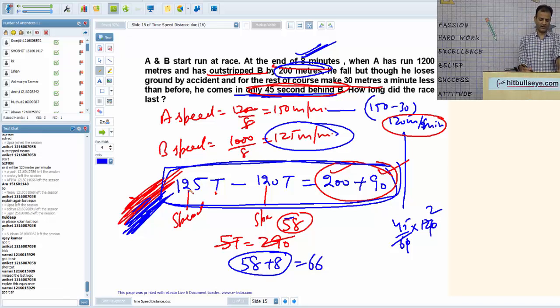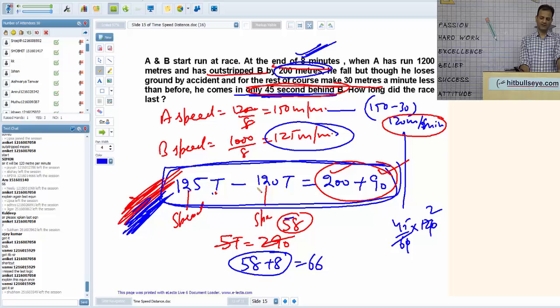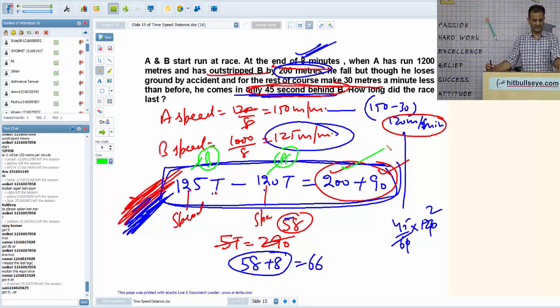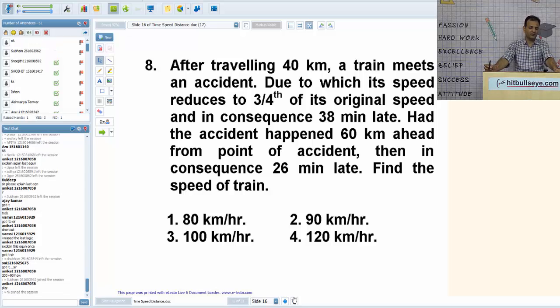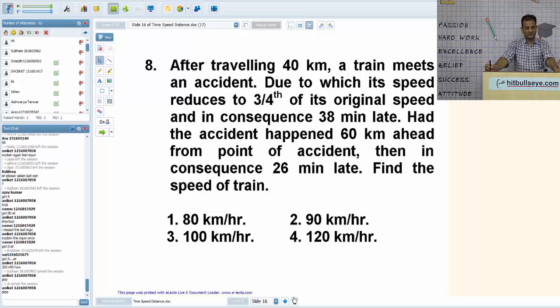With the speed of 125 into T time, B will run this. With the speed of 120 in T time, A will run this. This is the speed of B. This is the speed of A. Speed into time is distance, and the total distance we have covered is 200 plus 90. Now move to the next question. Aniket, B was initially beaten by 200 meters, and in the last he has won by 45 seconds.